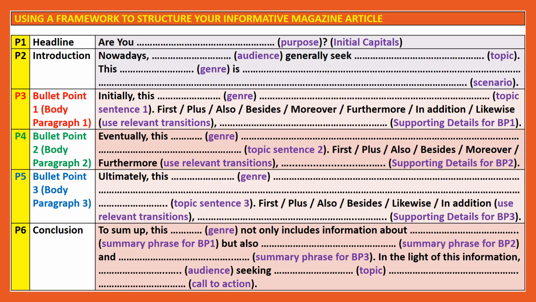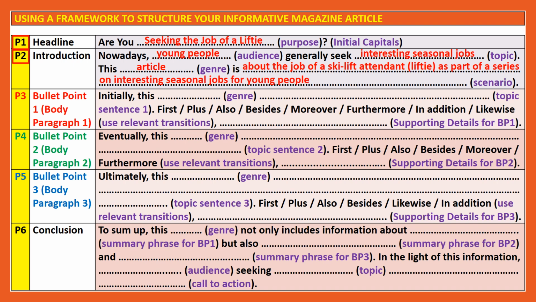Here's a guide on how to structure your informative magazine article. Please note, P1 to P6 refer to the number of paragraphs and how they are separated from each other. For P1, that is the headline, think of a catchy title that aligns with the article's topic. Make sure you use initial capitals for the headline. Begin P2, that is the introduction, by opening with a hook and attention grabber that includes the audience and the topic. Conclude the introduction by stating the genre and scenario of the article.